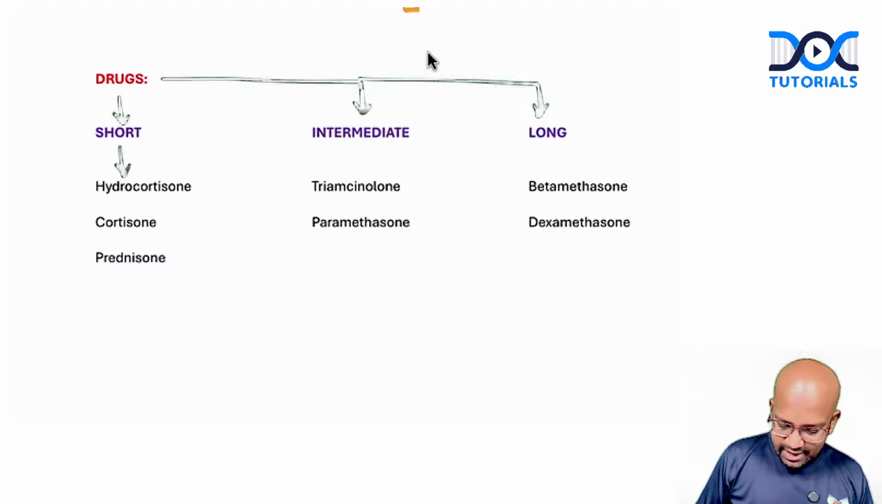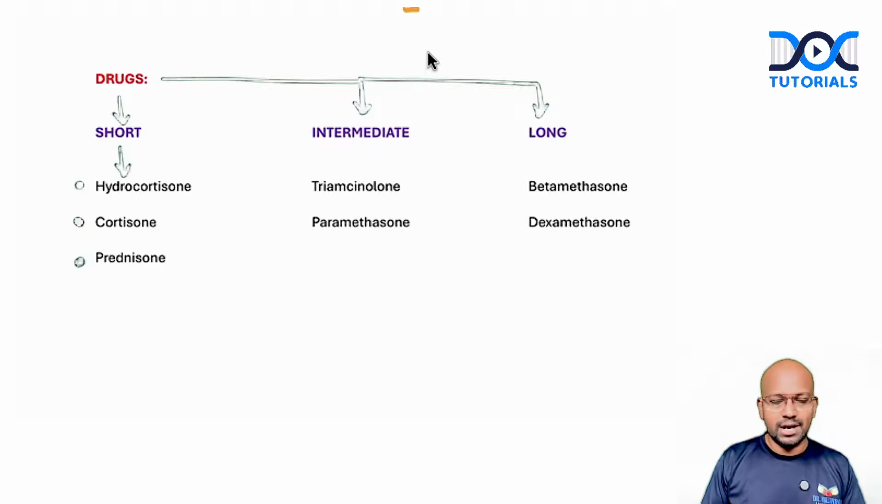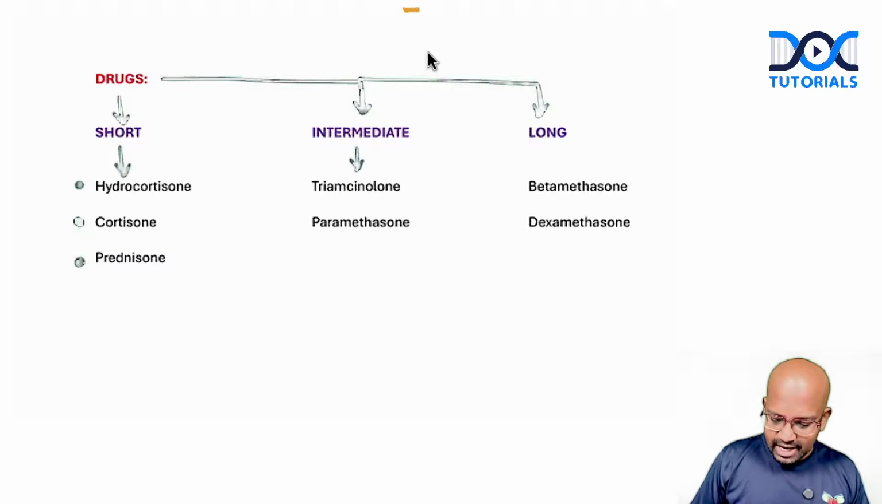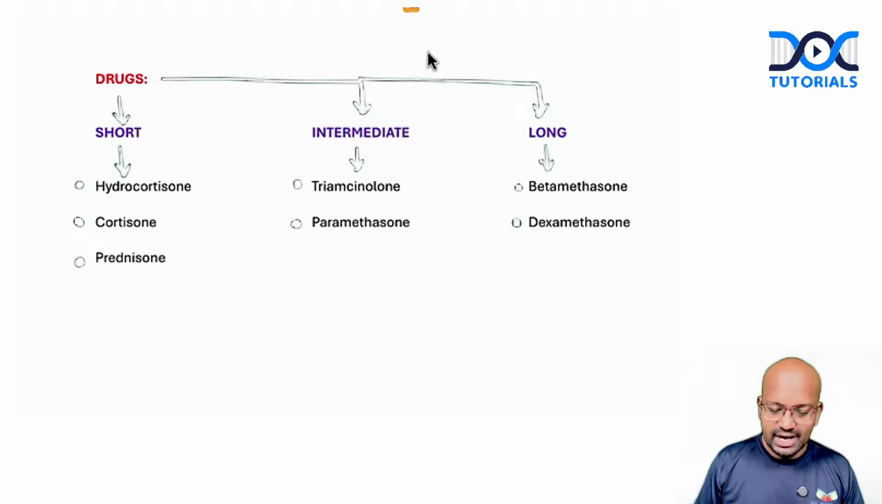Short acting, we have hydrocortisone, cortisone, and prednisone. Prednisone and prednisolone, both of these drugs are interrelated. Intermediate acting, we have triamcinolone and paramethasone. Whereas long-acting drugs, we have betamethasone and dexamethasone.